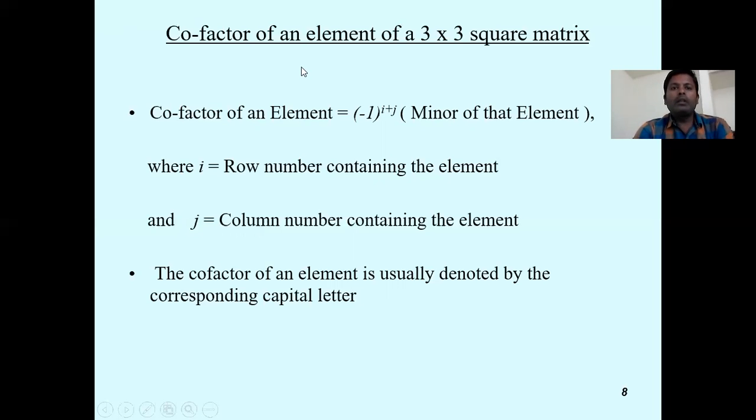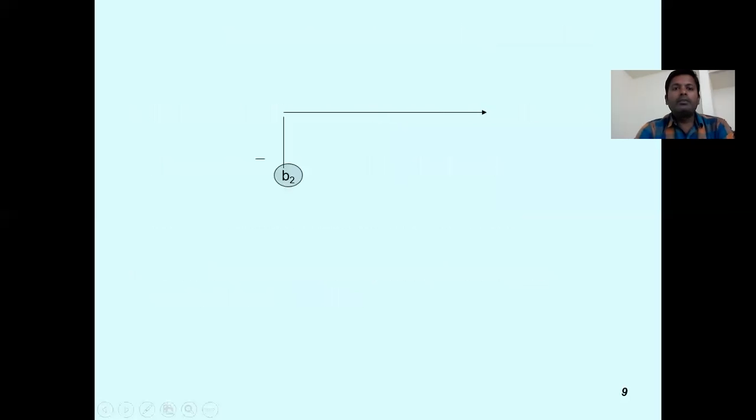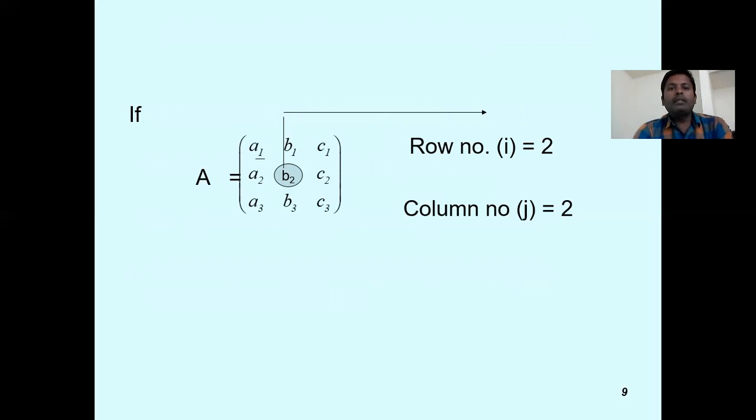Once again, how can we find the cofactor of an element? Cofactor of an element is equal to (minus 1) to the power of i plus j. i denotes rows and j denotes columns. You see this one: if A is equal to [[A1, B1, C1], [A2, B2, C2], [A3, B3, C3]], then i is the row number and j is the column number.